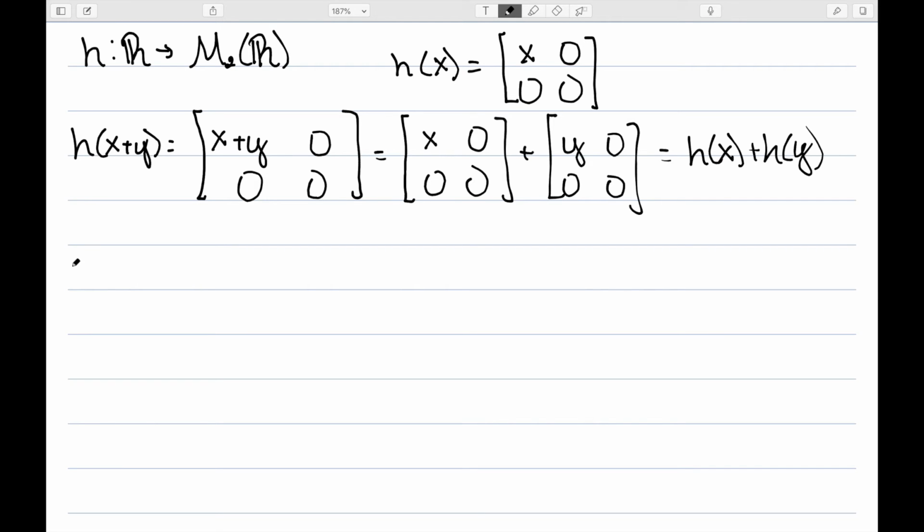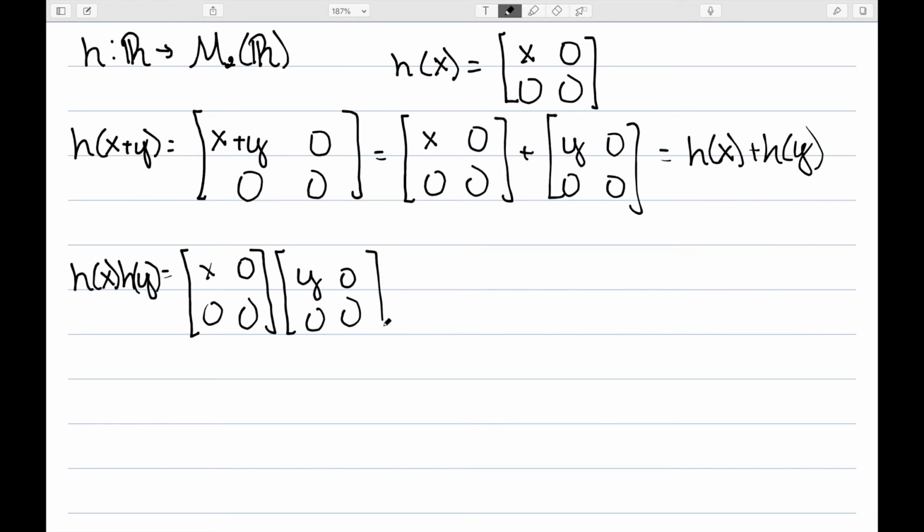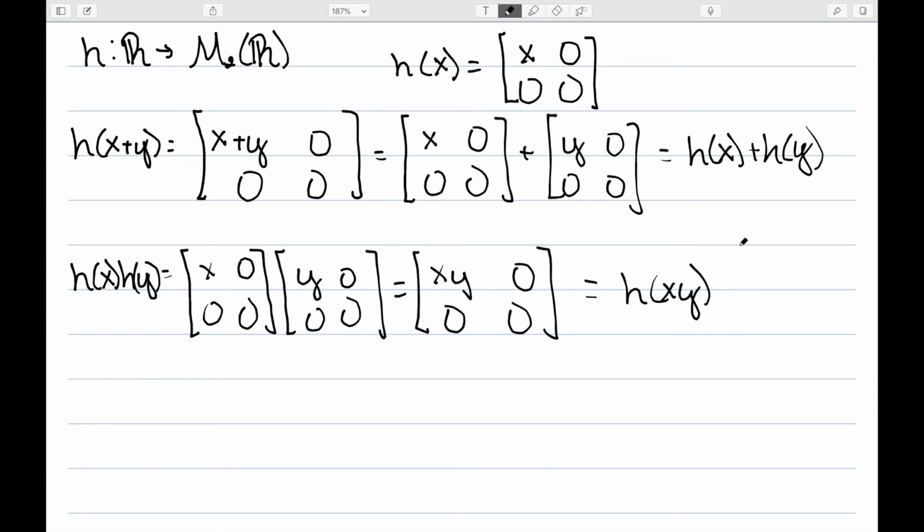In order to do the multiplication, let's start with h of x times h of y, since this will be a little bit easier for us. h of x is [x, 0; 0, 0]. h of y is [y, 0; 0, 0]. And if we multiply, we would have xy plus 0, 0 plus 0, 0 plus 0, and then finally 0 plus 0, which we can see is by definition h of xy. So this is definitely a homomorphism.